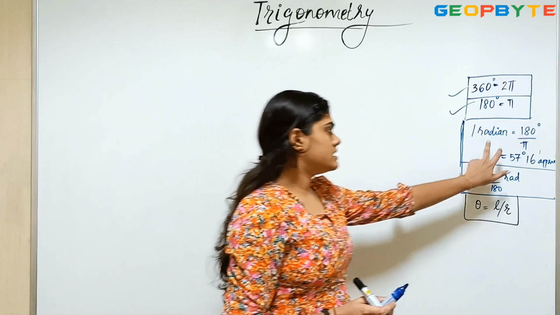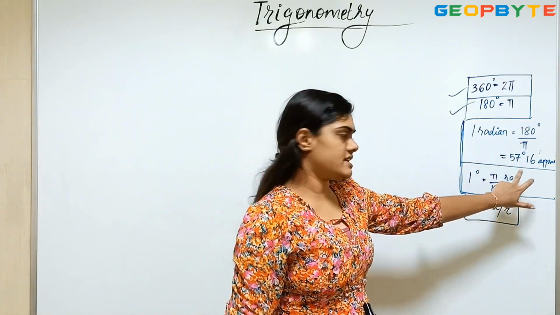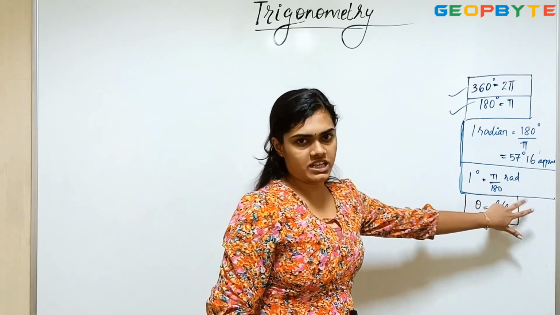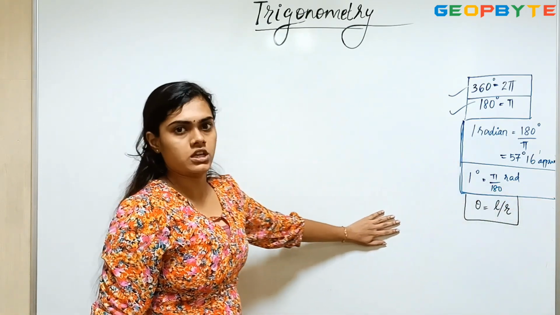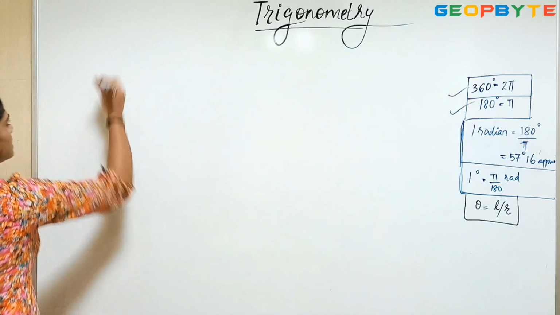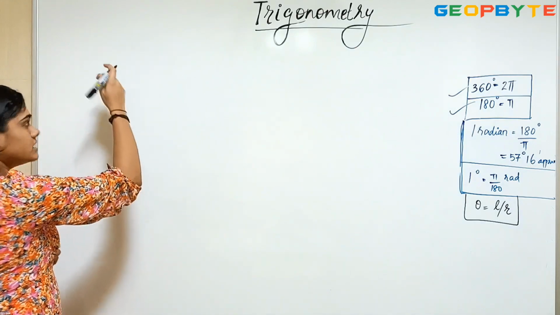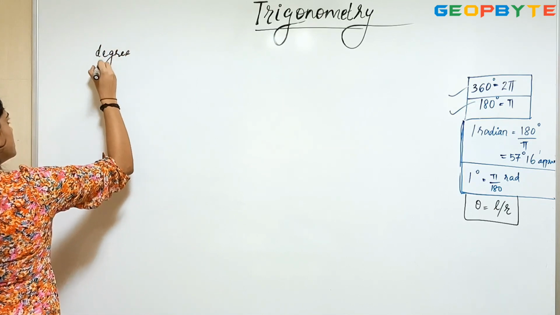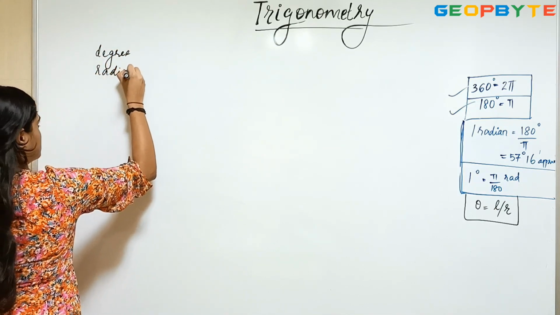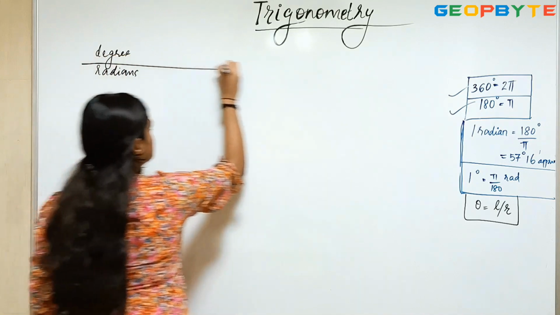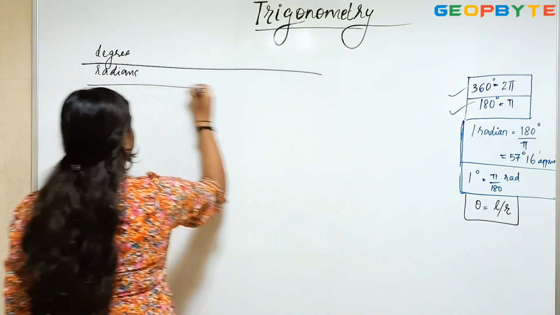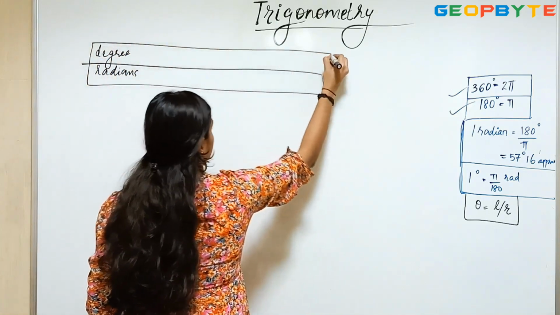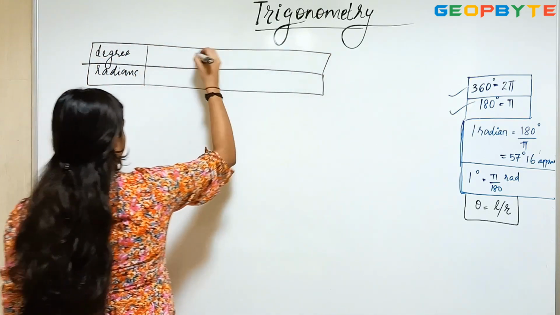And 1 radian is approximately equal to 57 degrees 16 minutes, and 1 degree can be written as pi by 180 radians. So this we have solved. Now we'll write the corresponding degree and radians chart. If it is remembered easily, then we can solve the problems very easily.